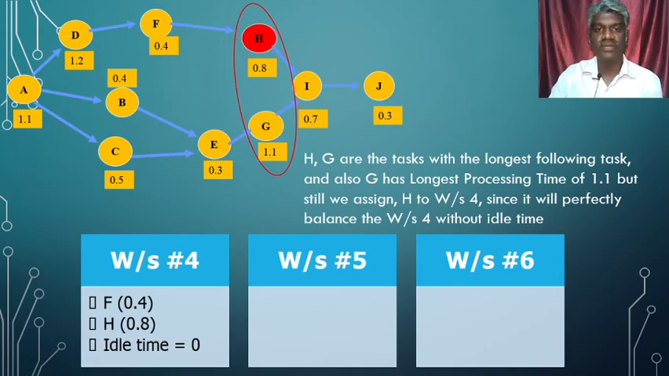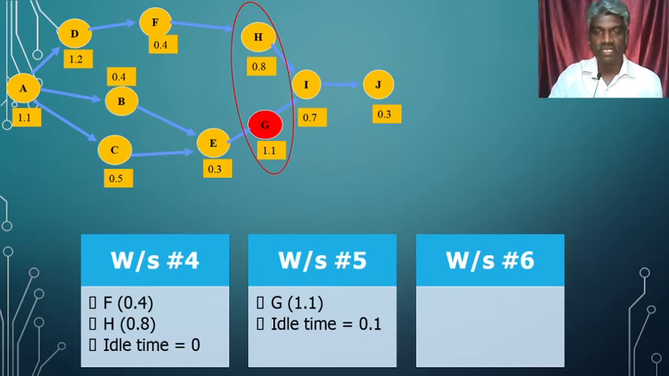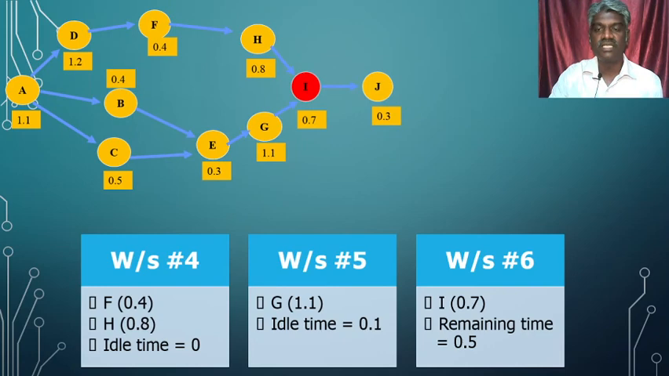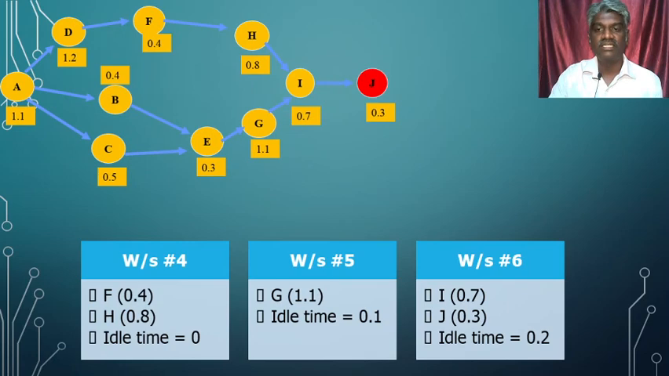Next we are going to assign G to this particular workstation. G takes 1.1 and the remaining time is 0.1, and we check whether I can be assigned in 0.1. No, I's task time is 0.7, so we cannot assign I to workstation 5. So idle time is 0.1 in workstation 5, and we assign I to the next workstation 6. I is assigned 0.7, the remaining time is 0.5, and J is assigned next with 0.3, and idle time is 0.2.